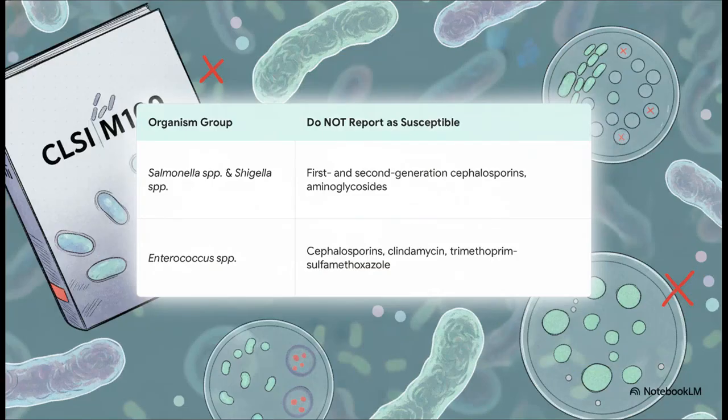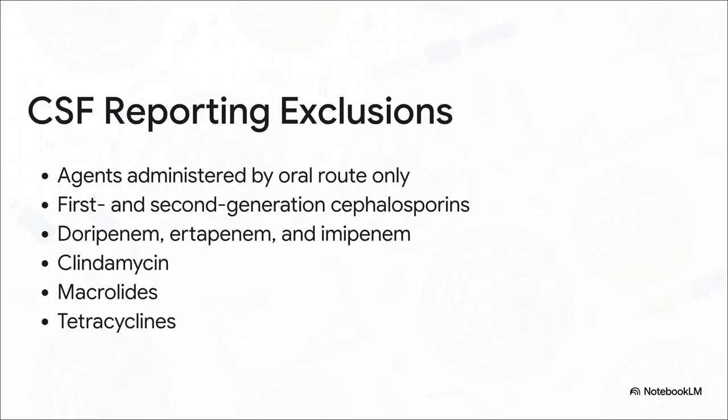And here are some of the classic examples. You never report first or second-gen cephalosporins for Salmonella or Shigella. And for Enterococcus, reporting susceptibility to cephalosporins, clindamycin, or Bactrim is absolutely off the table no matter what the raw data says. There's also a special do not report list for any isolate from CSF. This includes a whole range of drugs, most oral agents, certain cephalosporins, specific carbapenems like ertapenem, clindamycin, and others that simply don't penetrate the central nervous system well enough to treat meningitis effectively.